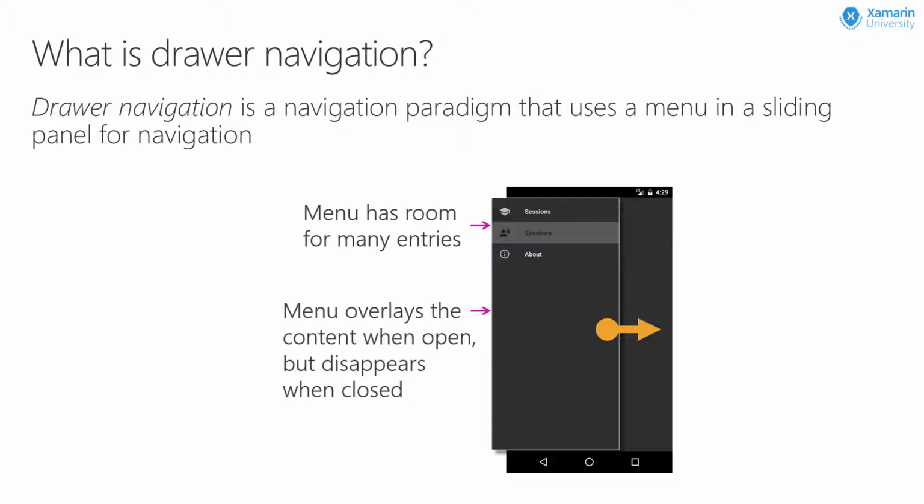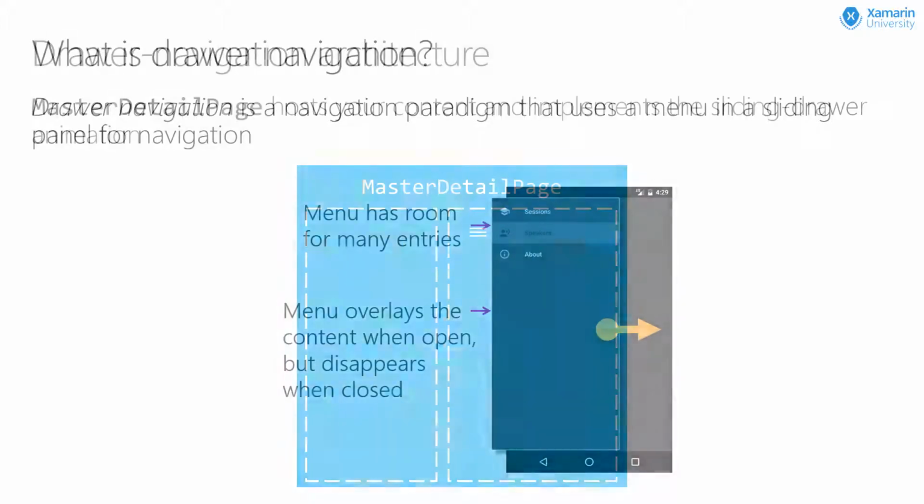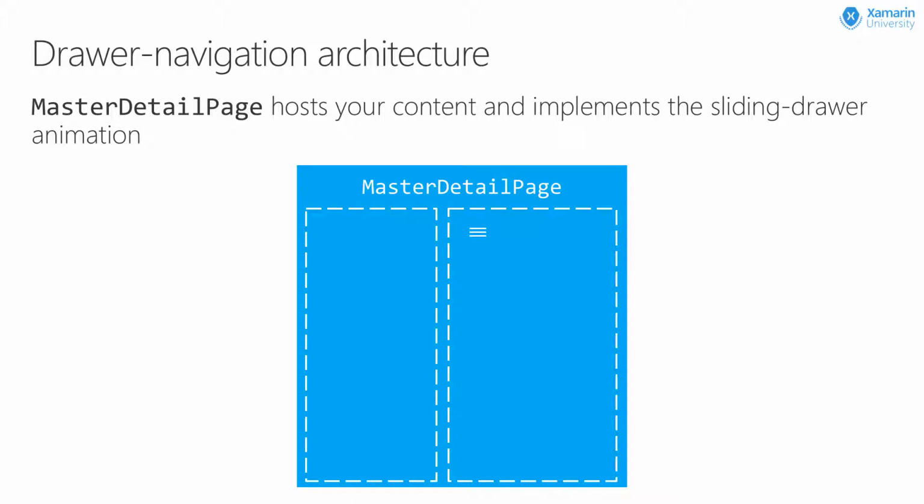And so really the benefits here are random access, if you will, to the details of the different pages of content. All the pages are fairly discoverable by the user since they're all listed in our drawer. And the navigation UI doesn't take up valuable screen real estate, and that's especially important on our smaller devices like our phones. Now, as mentioned earlier, we'll use the master detail page to perform drawer navigation in Xamarin Forms.